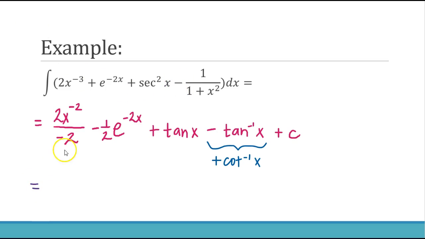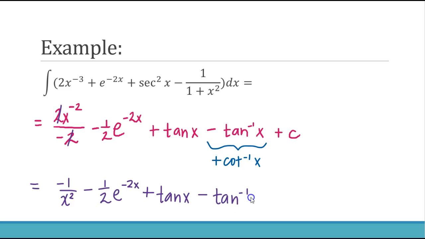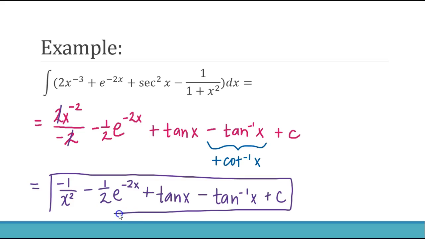So we can do a little bit of simplifying. If we cancel out these 2's, we can write this as negative 1 over x squared, and then minus 1/2 e to the negative 2x, or we can bring the e to the negative 2x to the bottom of this fraction, plus tangent x, and I'll just leave it as minus tan inverse of x plus c. So this is now just combining the power rule for integrals and some of our general antiderivatives.